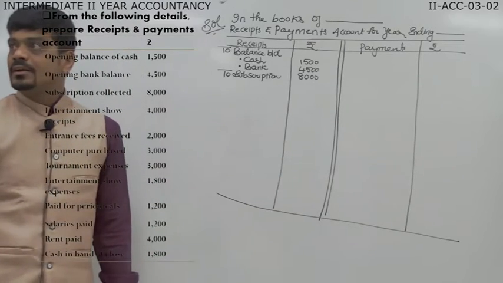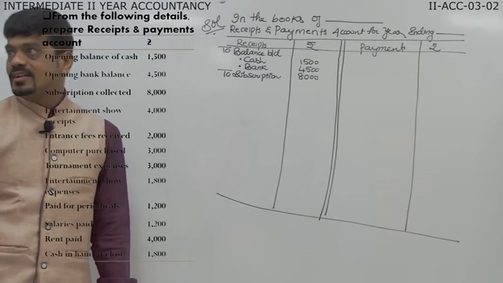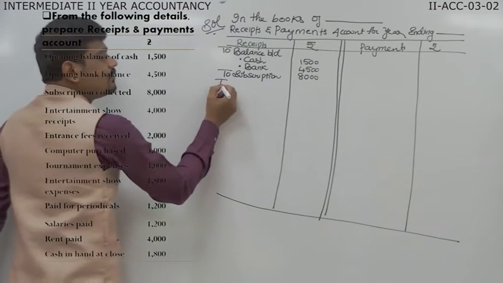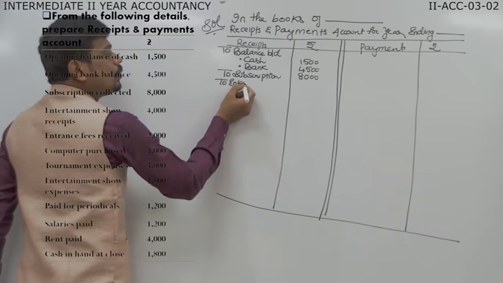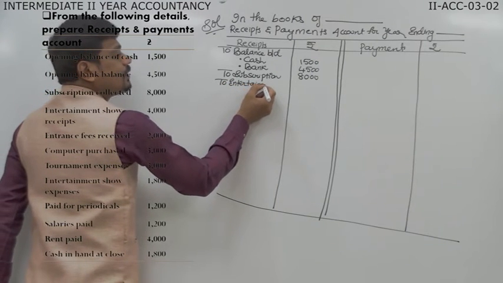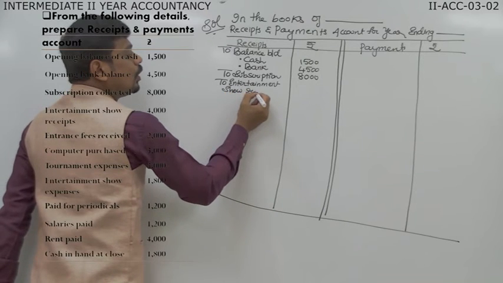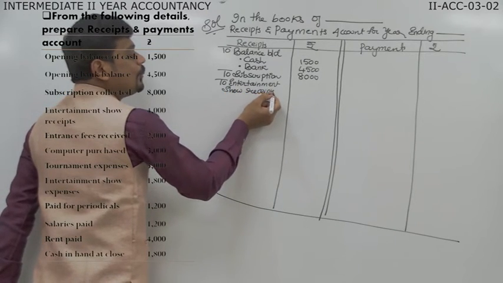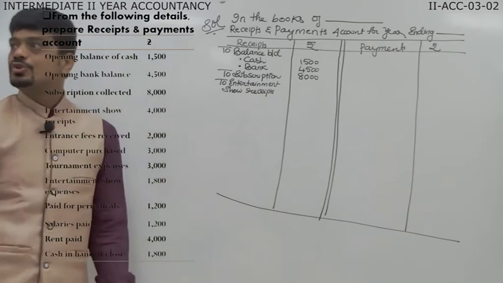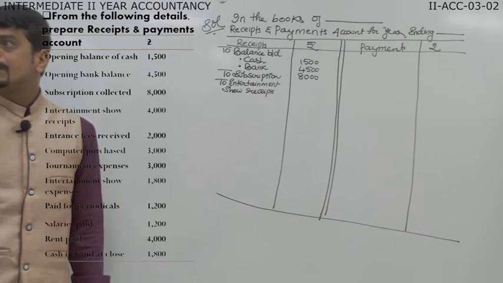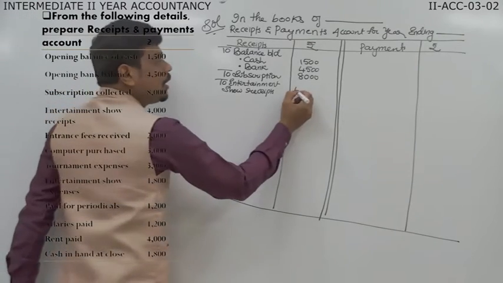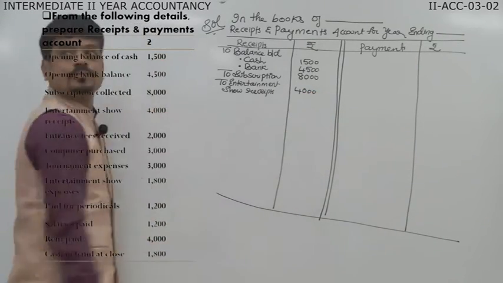Followed by entertainment show receipt. So again, we'll write here to entertainment show receipt. What you are supposed to do is cut, copy and paste. The only thing is we should know which item should be posted on which side. And the amount is 4000.